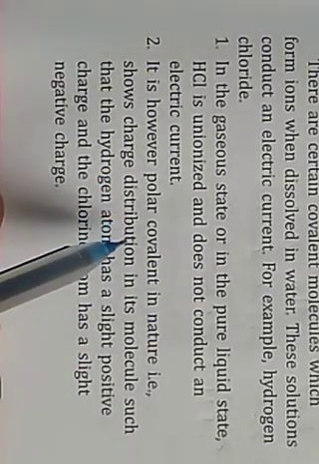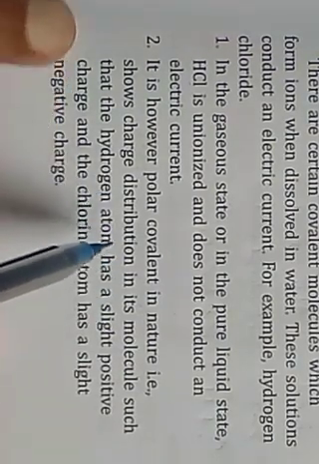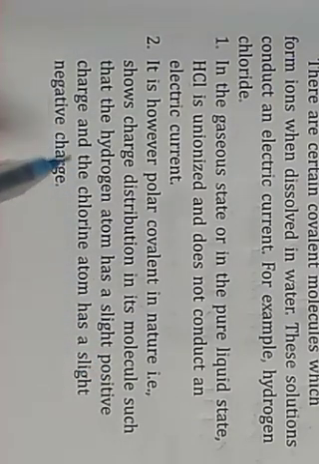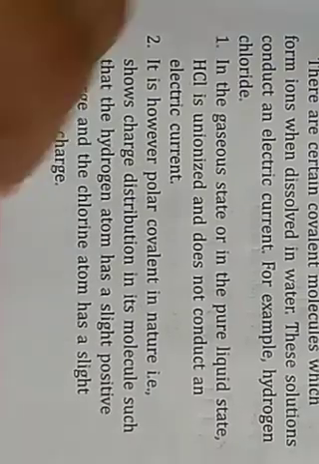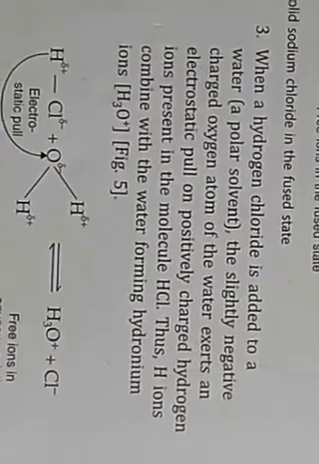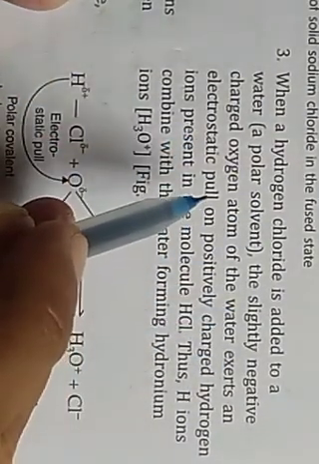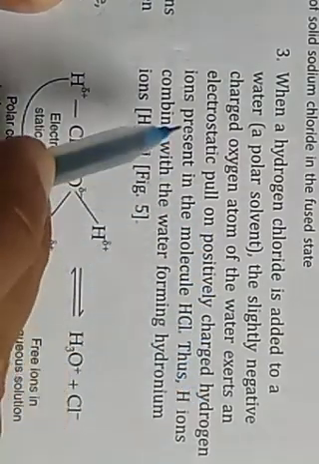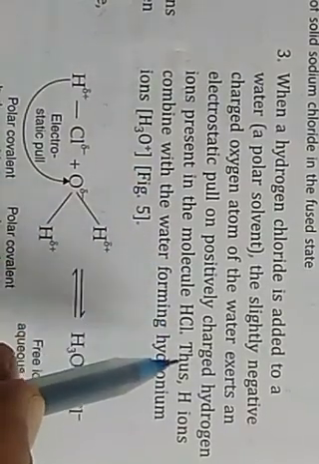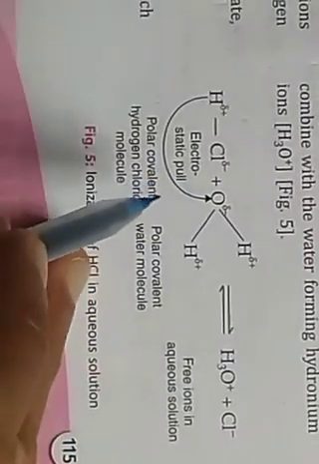However, these polar compounds have a charge distribution in the molecule, such as the hydrogen atom has a slight positive charge and the chlorine atom has a slight negative charge. When this hydrogen chloride is added to water, the slightly negatively charged oxygen atom of the water exerts an electrostatic pull on the positively charged hydrogen present in the HCl molecule. Thus, the H plus ion combines with water forming hydronium ions.